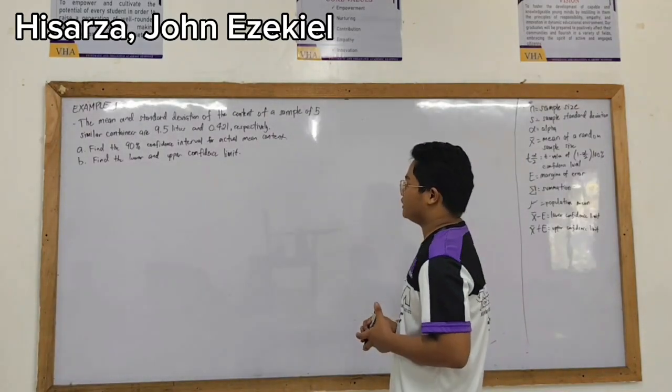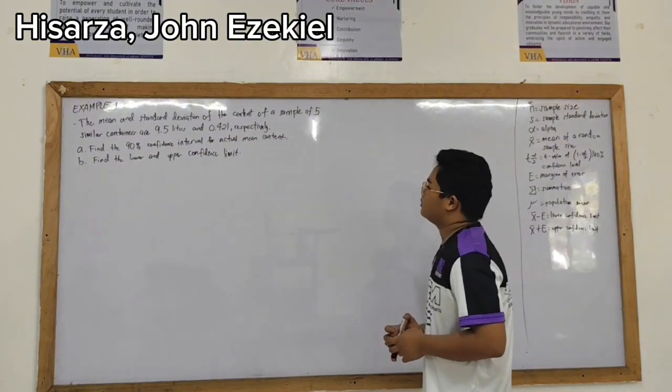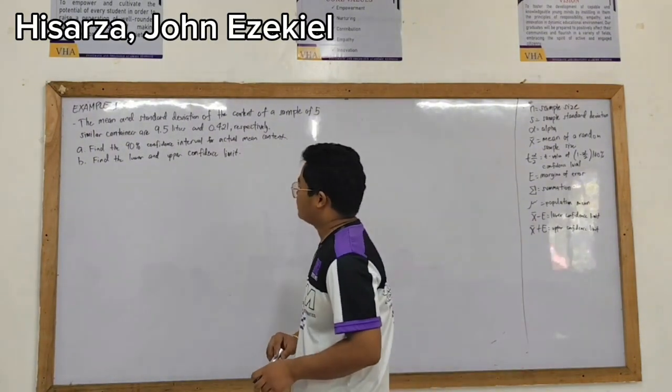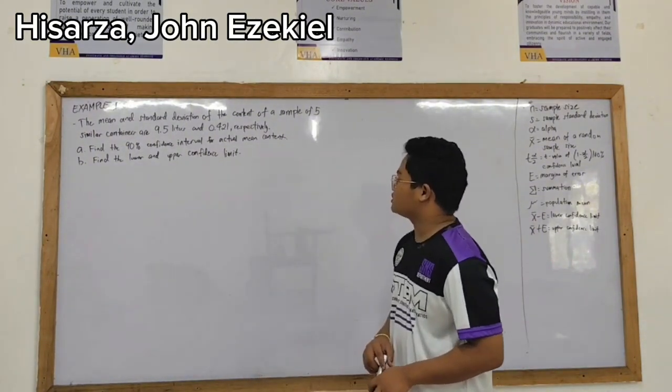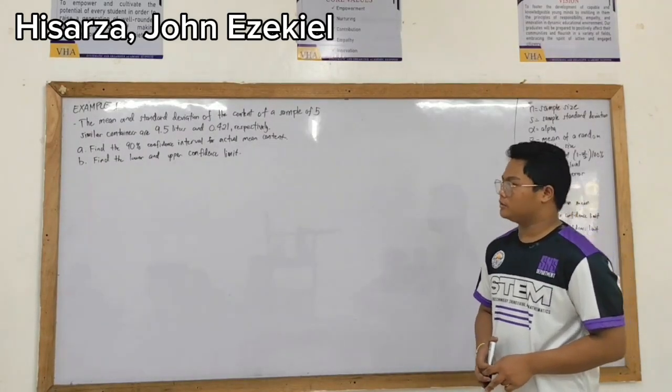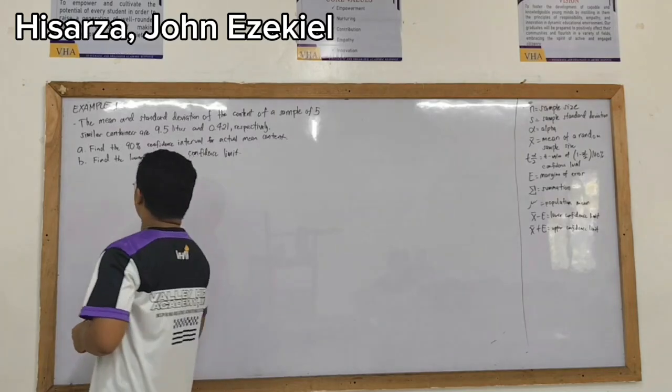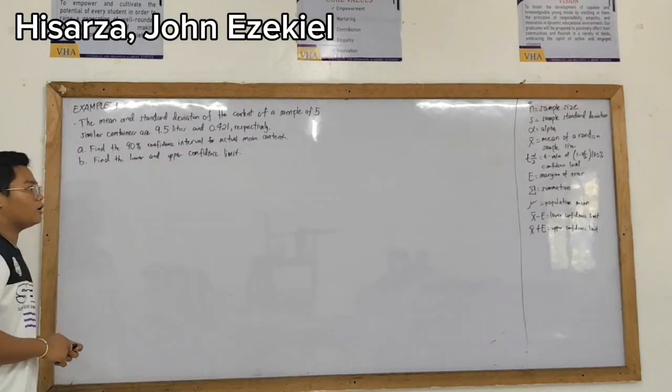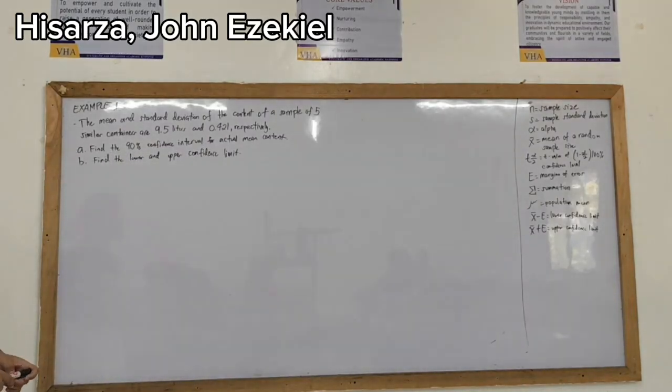The mean and standard deviation of the contents of a sample of 5 similar containers are 9.5 liters and 0.421 respectively. Now we are asked to find the 90% confidence interval of the actual mean content, that is, to find the lower and upper confidence limits.